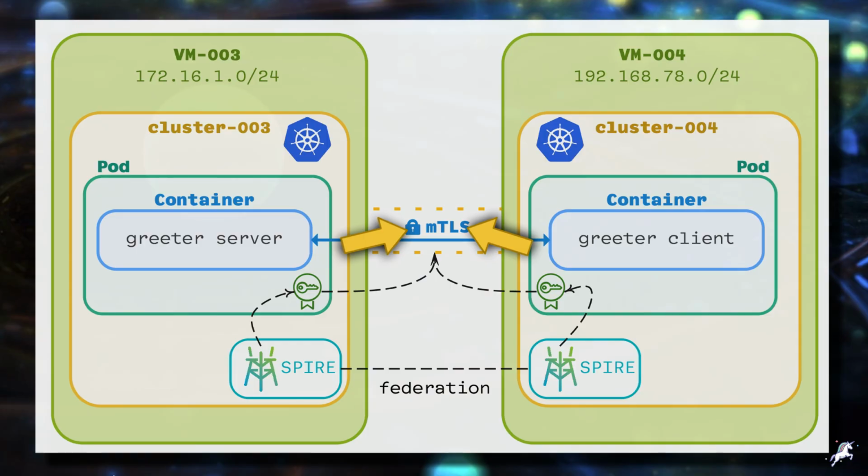To establish an mTLS connection, these applications will exchange their X509 digital certificates, and the X509 digital certs that those apps have will be distributed and validated by SPIRE, so that the workload greeter client in cluster 4 will verify the validity and the authenticity of the workload greeter server in cluster 3 and vice versa, and they will establish secure communication between each other.